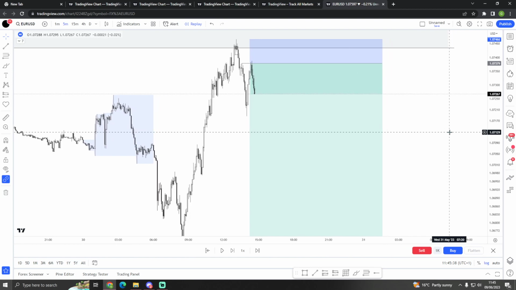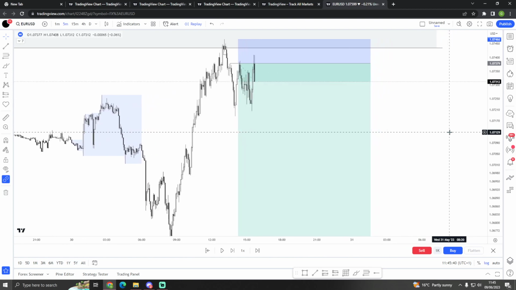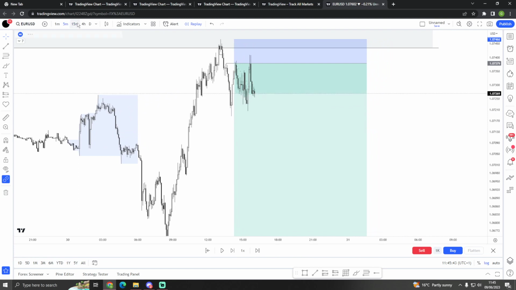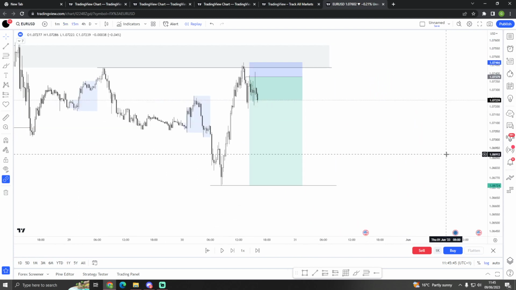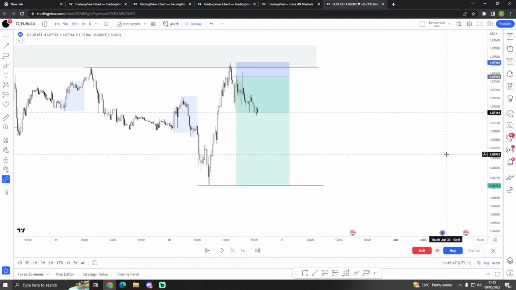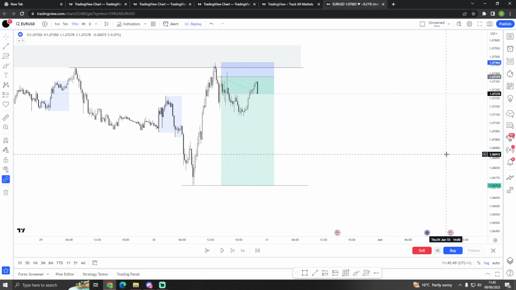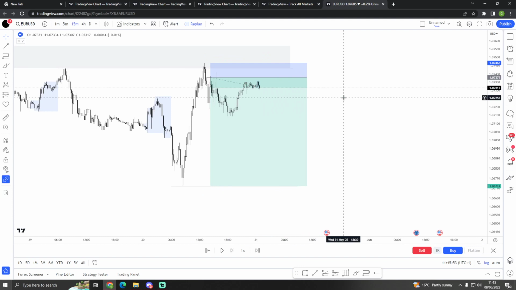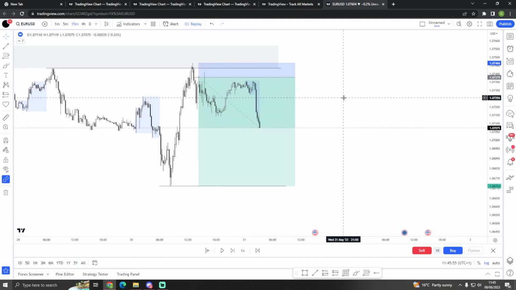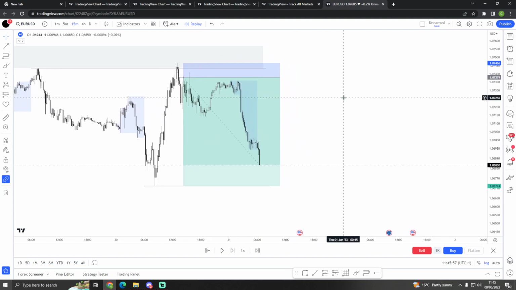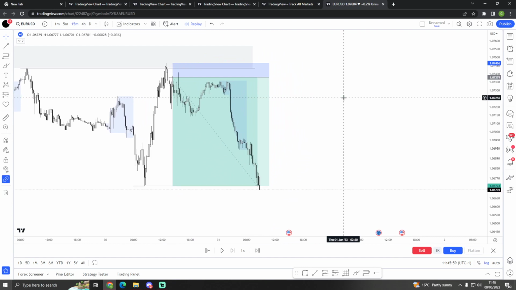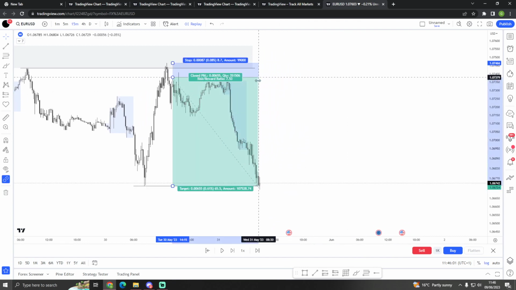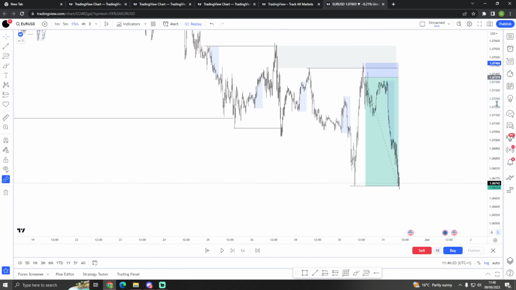You run away, get tapped in. Maybe sweep one more time, and then we run nicely to the downside. Into take profit for a nice 7.5R. So a very nice trade.